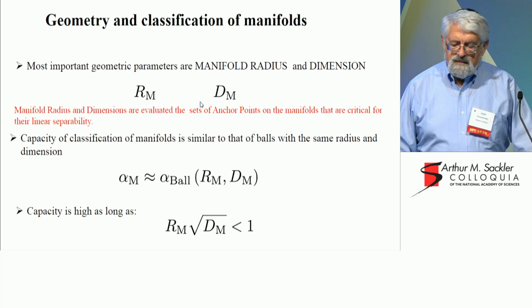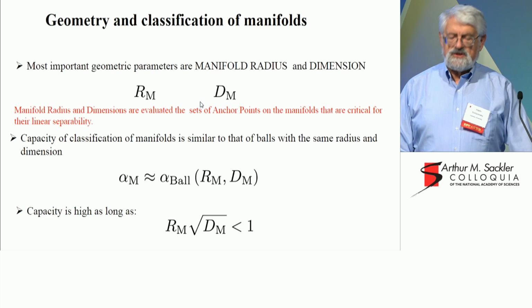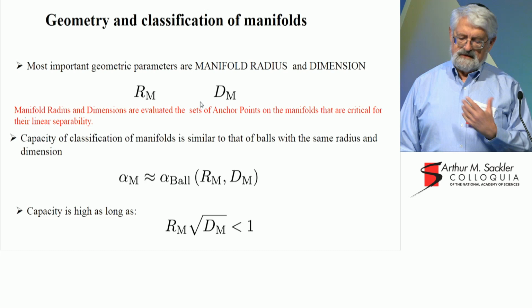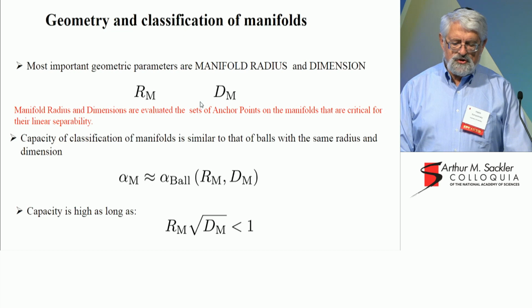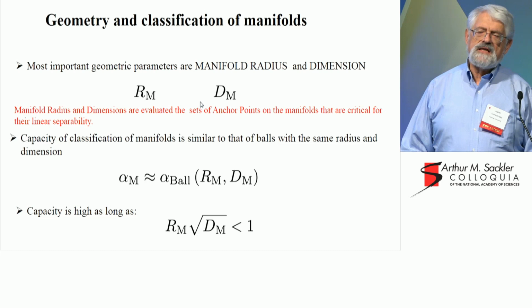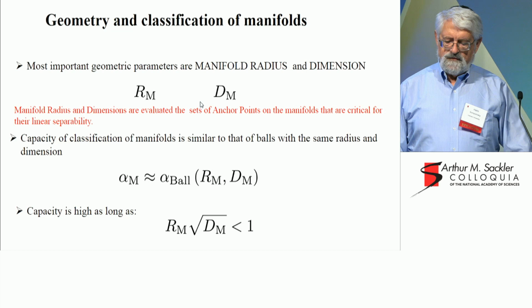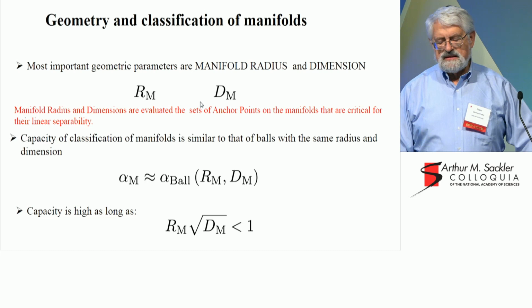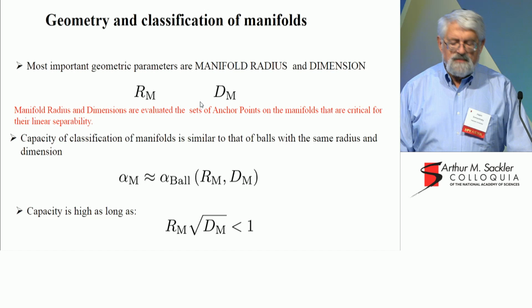The same theory suggests that although manifolds may come in complicated geometry, there are essentially two parameters that capture the underlying capacity. One of them is the manifold radius, another one is the manifold dimension. Now, of course, those parameters, the radii and dimensions, are not the naive radius and dimension that you might think of, but they are actually capturing the subtle geometry of the manifolds or the convex hulls. But nevertheless, once you have an algorithm to compute those radii and dimensions, then basically you can forget about the manifolds and think about them as balls.